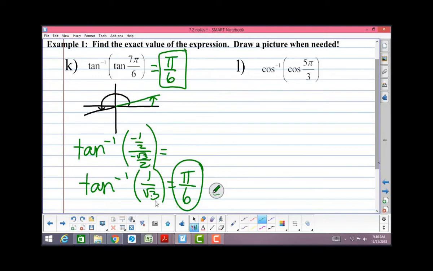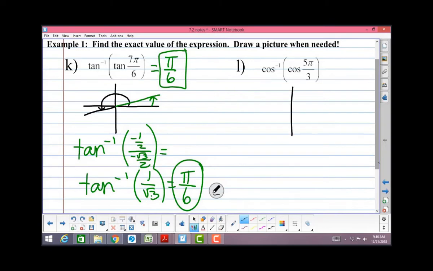We know that the tangent is y over x. So where is the y value? We have a negative over negative. So where is the y value? Positive 1/2 over positive root 3 over 2, and that ends up being pi over 6. Because if we're asking where is the tangent equal to this value, it has to be in the first or fourth quadrant. Since it's positive, we know it has to be in the first quadrant.